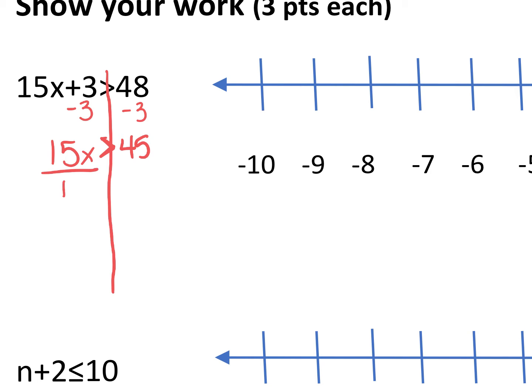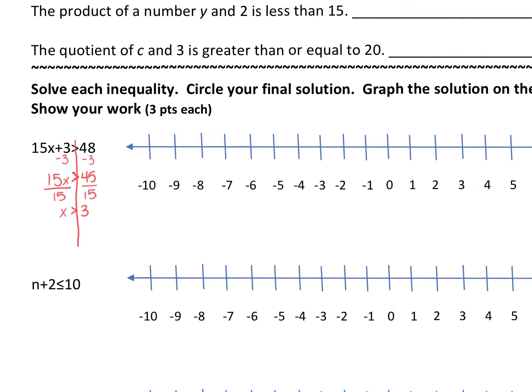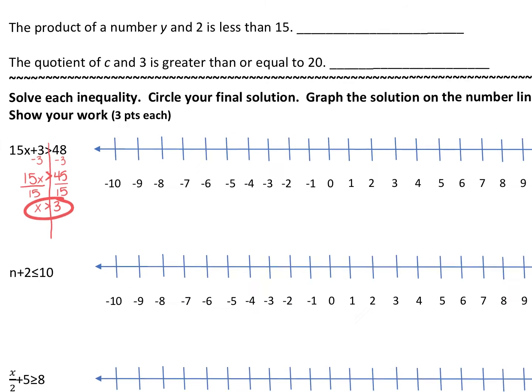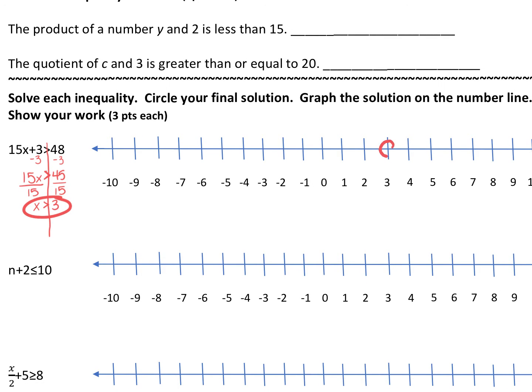And then to get x by itself, we're going to do the inverse or the opposite of multiplying here to give us x is greater than 3. 45 divided by 15 is 3. So now that we've got x is greater than 3, that is our final solution there. So we're going to put our circle on 3, and because it's just greater than 3 and it's not greater than or equal to 3, we're going to do an open circle. Since it's not equal to 3, it's an open circle.